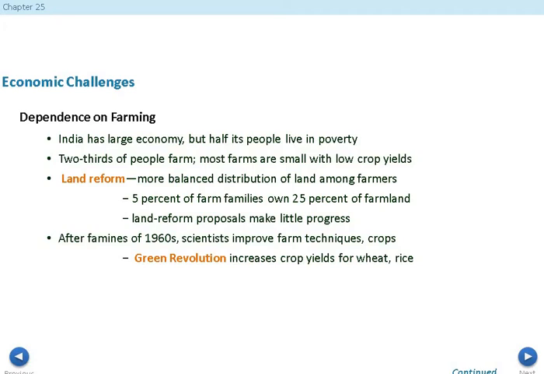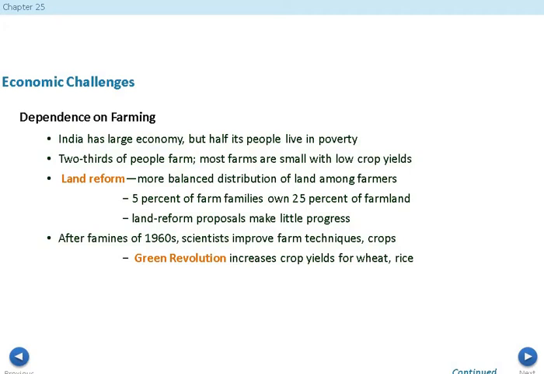Two-thirds of the people farm. Most of the farms are going to be small with low crop yield. Crop yield is how much you make. So what the notes are trying to say here is that they're just not producing that much. And again, to try and feed a billion people is going to be very difficult.